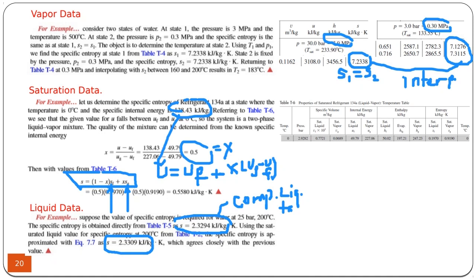Otherwise, you can take the value from the saturation table, assuming that it's approximately equal to the entropy of the liquid at saturation temperature, given saturation temperature. So the given saturation temperature is 200. So it gives almost the same value. It's not necessary to use the compressed liquid table. Most of the time, the compressed liquid tables are not available. So in this case, you can assume the property of the compressed liquid to be approximately equal to the property of the saturated liquid at the given temperature.